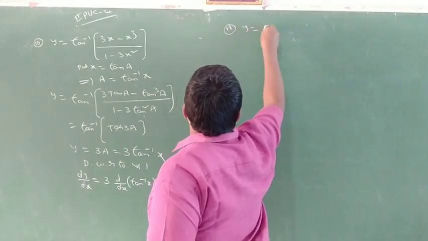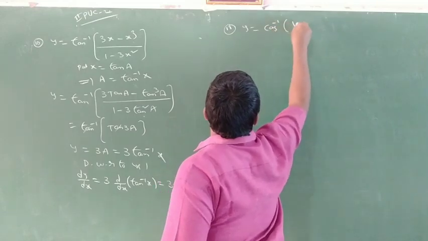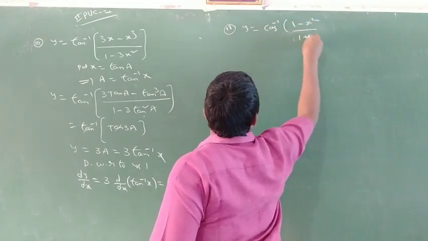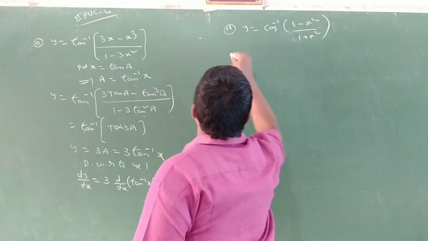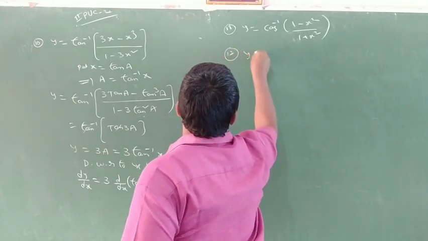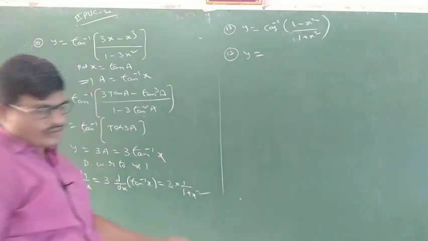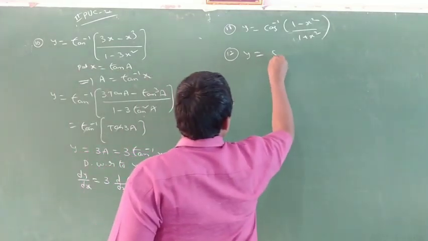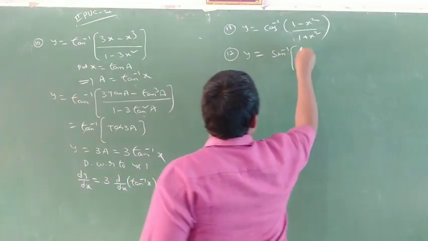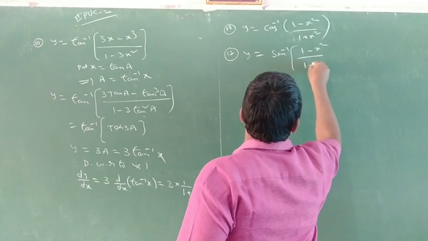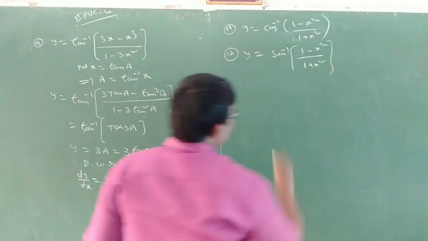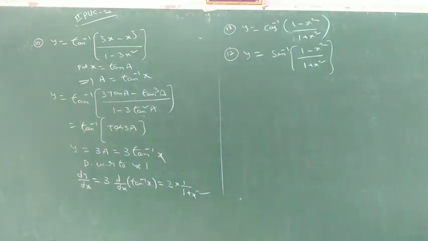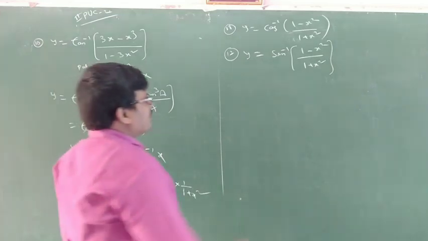So y is equal to cos inverse of (1 minus x square) by (1 plus x square). Same, x is equal to tan a, cos 2a formula. Now y is equal to sin inverse of (1 minus x square) by (1 plus x square).